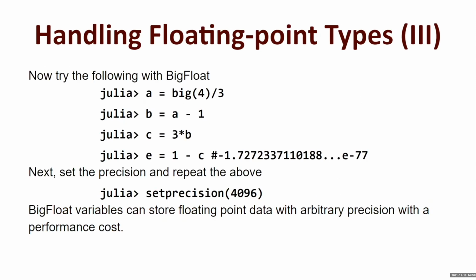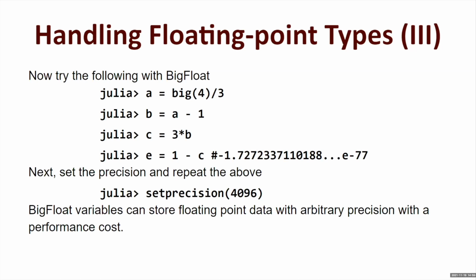Now, to handle these floating point types, BigFloat is one way to go. If you don't change any setting and directly use a big 4, by casting this 4 into a BigInteger, and this whole thing will be cast into BigFloat, then your error will be 10 to the minus 77. That's much higher precision, accuracy compared to the previous one.